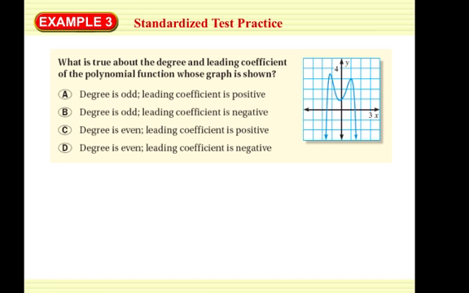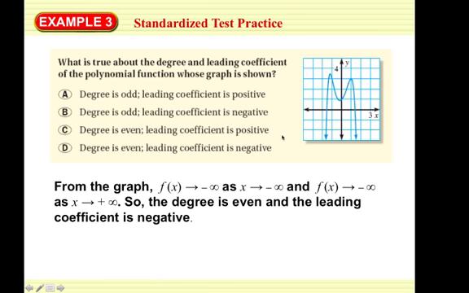All right, so what is true about the degree and leading coefficient of the polynomial function whose graph is shown? Well, first thing we can tell is since the two ends are going in the same direction, they're even. That means the degree is even. Overall, it looks like it's kind of frowning at us, and so that means you have a negative leading coefficient. So the answer is going to be D.